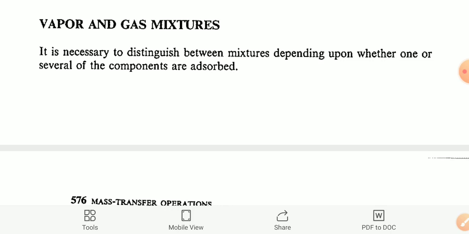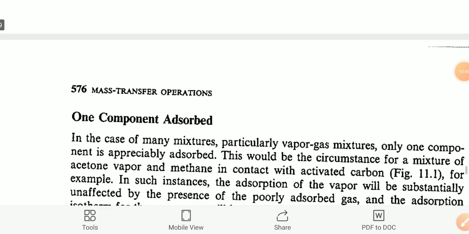It is necessary to distinguish between the mixtures depending upon whether one or several of these components are adsorbed, on a component basis.